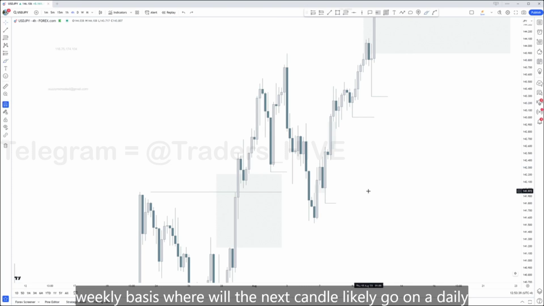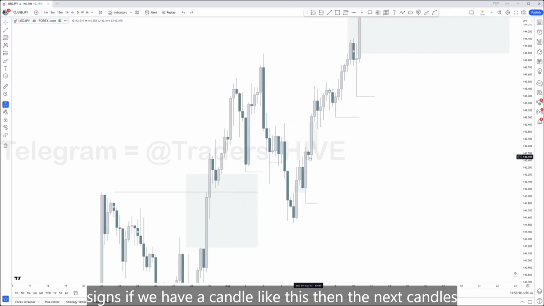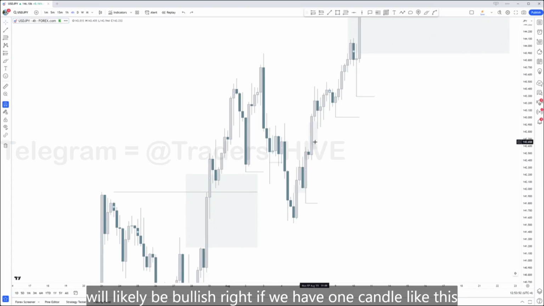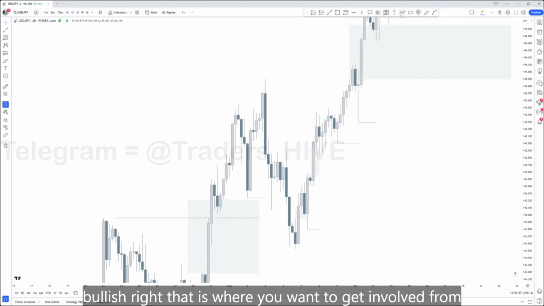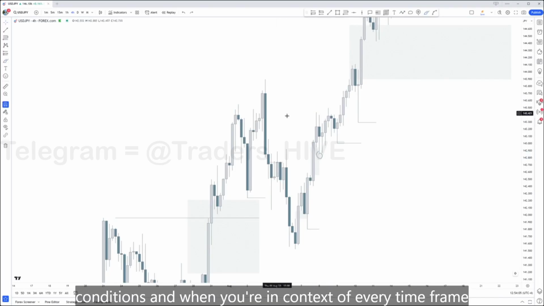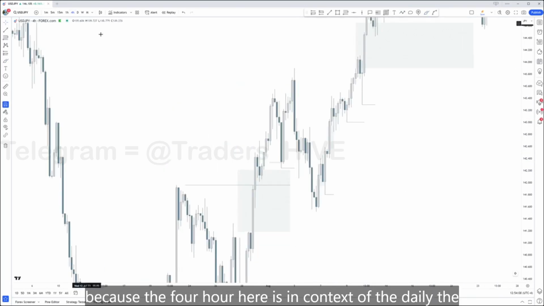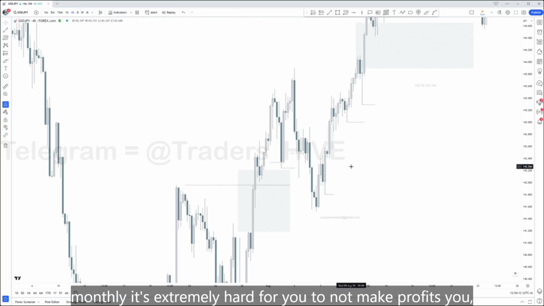On a weekly basis, where will the next candle likely go? On a daily basis, where will the next candle likely go? Based on candle science, if we have a candle like this, then the next candles will likely be bullish, right? If we have one candle like this, respecting that fair value gap, the next candle will likely be bullish, right? That is where you want to get involved. From that low to that high, that is your highest probability conditions. And when you're in context of every time frame, because the 4-hour here is in context of the daily, is in context of the weekly, is in context of the monthly, it's extremely hard for you to not make profits.